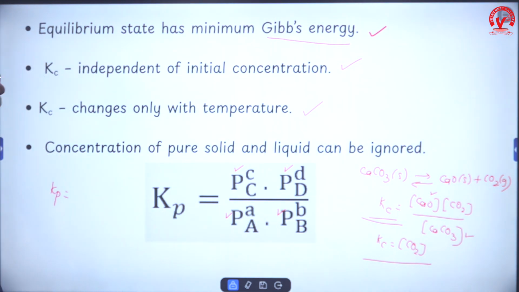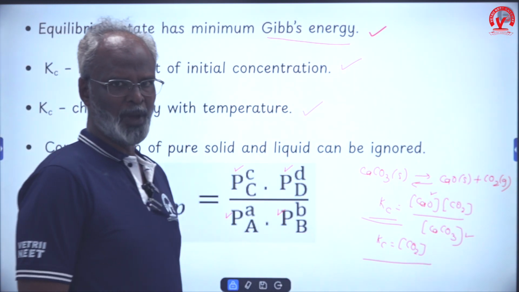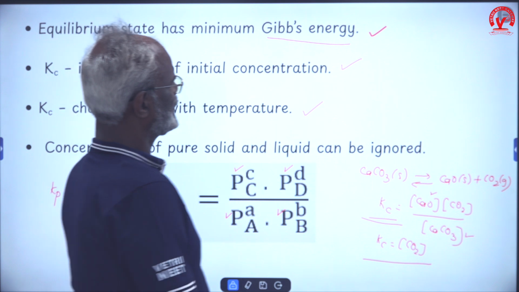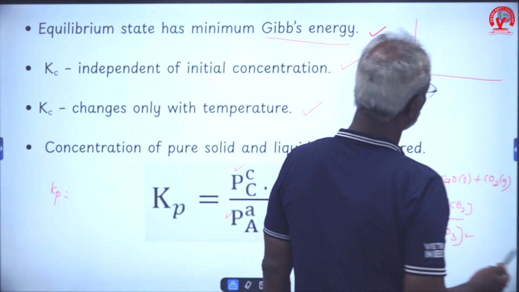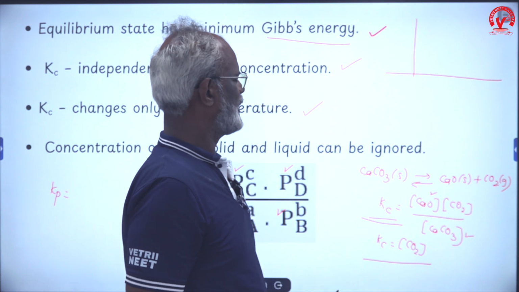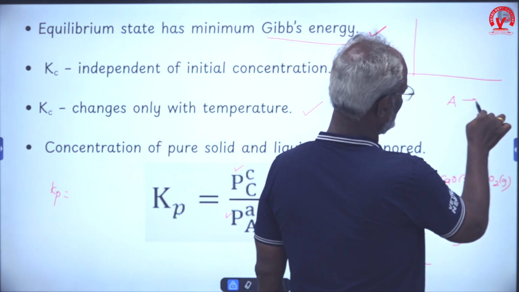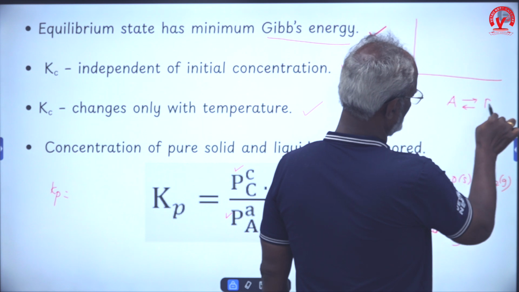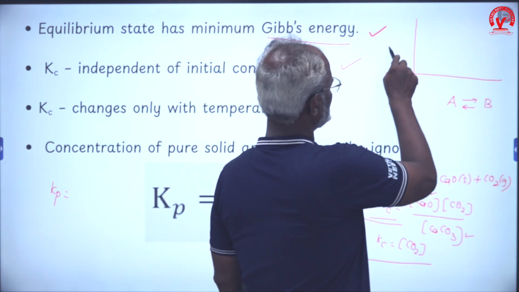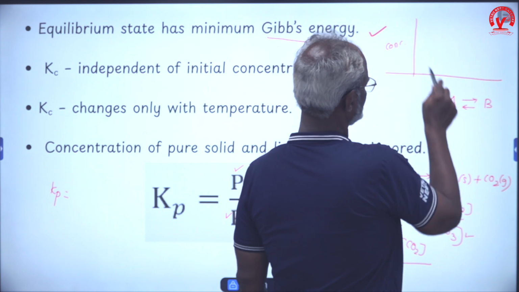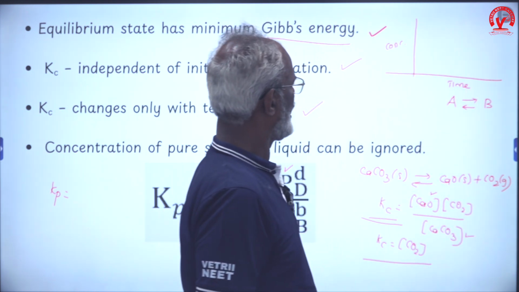Right, so now I want to give you one more example. Now I want to give you a graphical representation of this equilibrium state. Please listen carefully. I take a simple equation, say one reactant A reversibly giving B. We start from the reactant side. This axis is concentration, and this will be time.